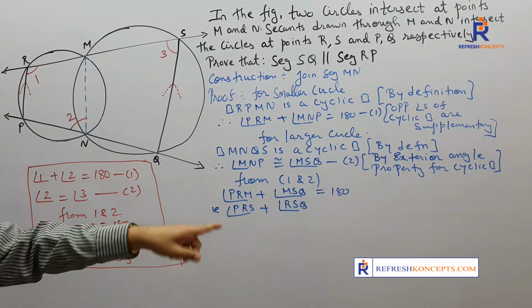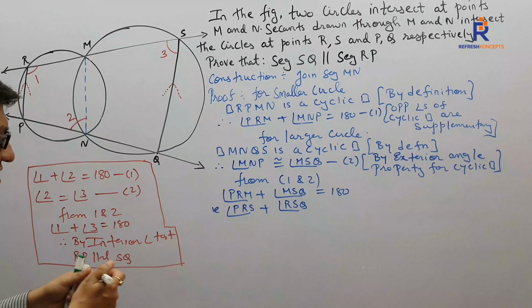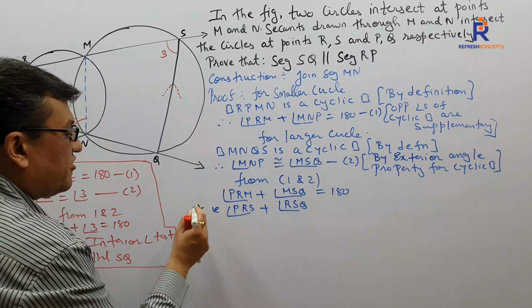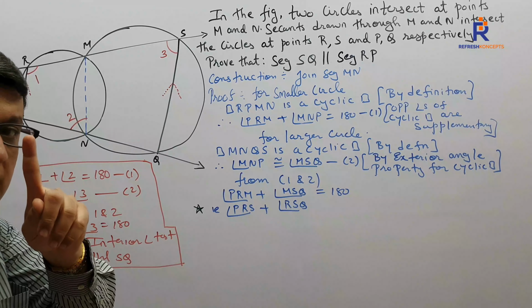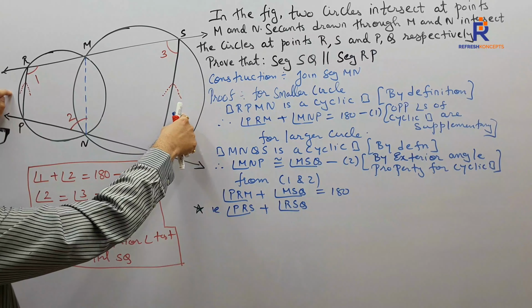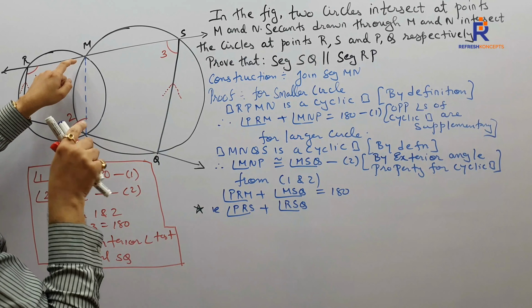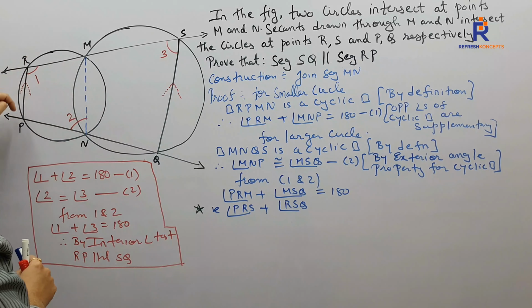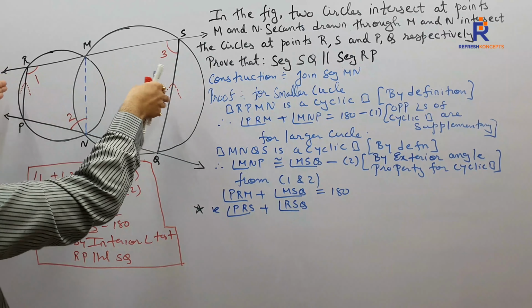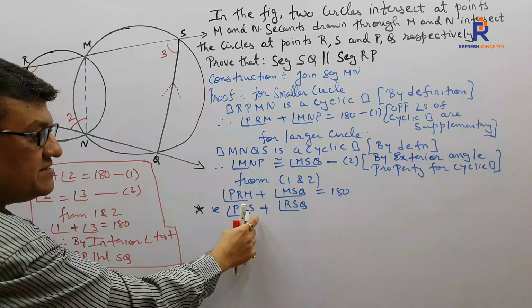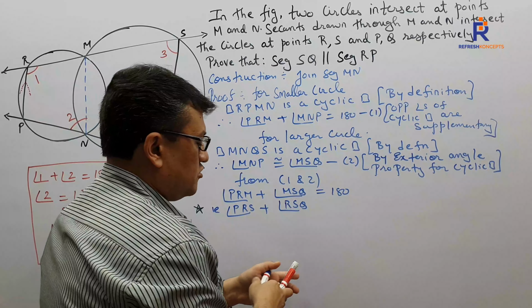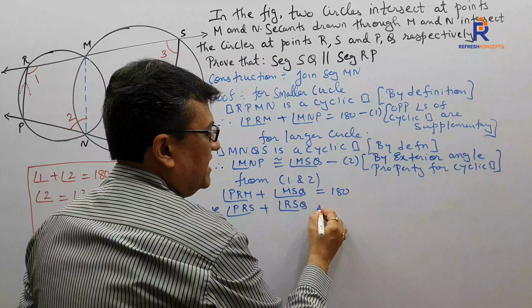For a simple reason, why we are doing this particular step. Let me highlight this as an important one. For a simple reason, children. See, ultimately it is for RP and SQ we are supposed to go with. So I cannot restrict myself only to MRP or MSQ. I have to go beyond and connect them. So these are the connectors, mind you. So PRS plus RSQ is equal to 180.